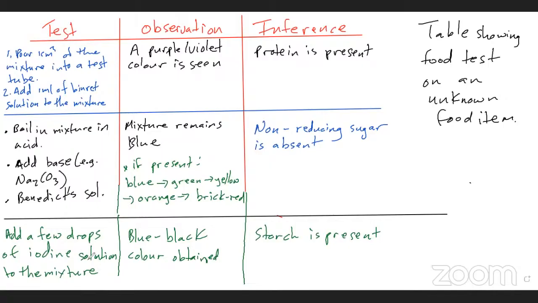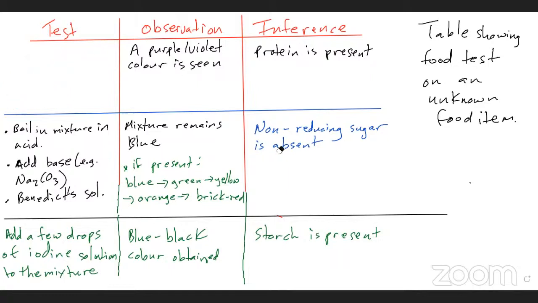All right, so we've tested for 3. Which ones haven't we tested for as yet? Lipid, and which other one? Reducing sugar. So what would be the reagents if I was testing for lipids? Which 2 reagents do I need? You need ethanol and water.